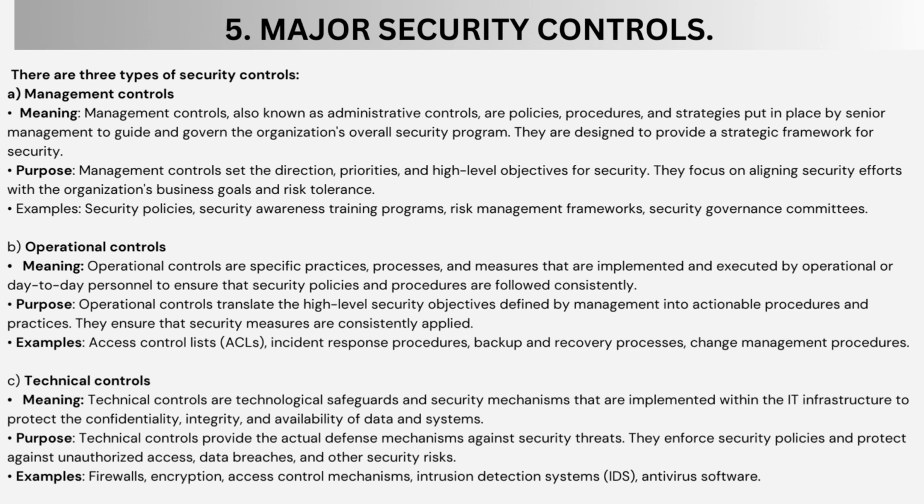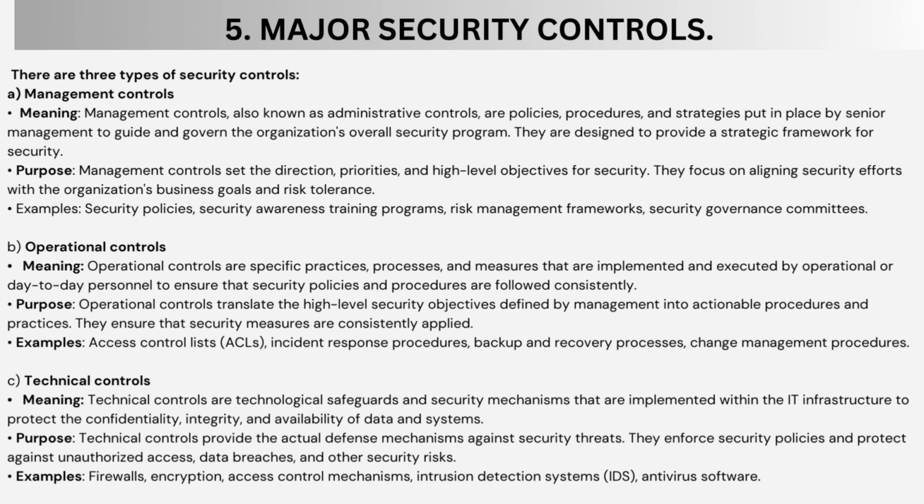Management controls, also known as administrative controls, are policies, procedures, and strategies put in place by senior management to guide and govern the organization's overall security program. They are designed to provide a strategic framework for security. The purpose of management controls is to set the direction, priorities, and high-level objectives for security. They focus on aligning security efforts with the organization's business goals and risk tolerance. Examples of management controls can be security policies, security awareness training programs, risk management frameworks, security governance committees.